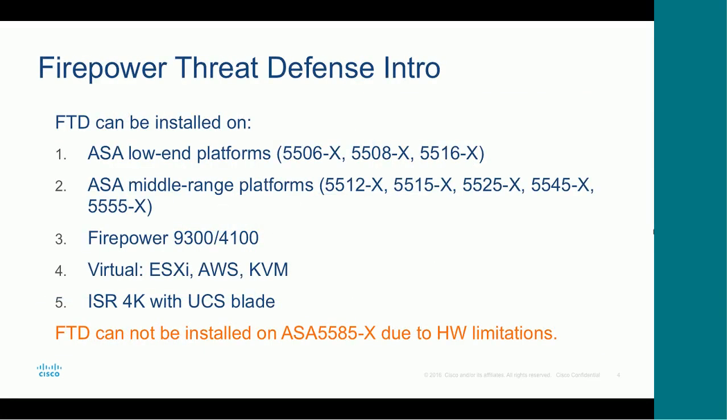Firepower Threat Defense can be installed on ASA low-end platforms such as 5506, 5508, and 5516, on ASA middle-range platforms such as 5512, 5515, 5525, 5545, and 5555, and on SSP platforms Firepower 9300 and Firepower 4100. Also, FTD supports virtual environments such as ESXi, AWS, and KVM, and it can be installed on the ISR 4K router with a UCS blade. Firepower Threat Defense cannot be installed on ASA 5585 due to hardware limitations.